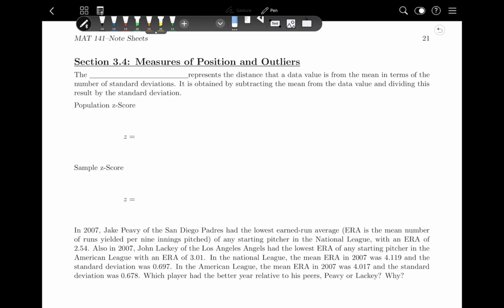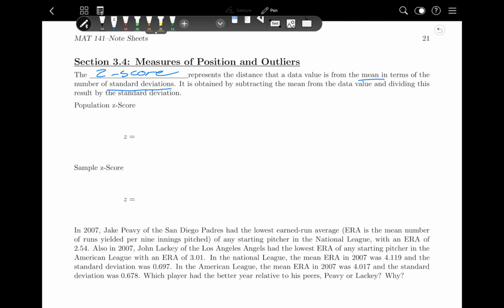So the first thing we're going to look at is how to figure out where an individual point is located in a data set. An individual data value is located within the larger data set. Specifically, how many standard deviations it falls from the mean. So the Z-score represents the distance that a data value is from the mean in terms of the number of standard deviations. So this is how many standard deviations we are from the mean. It is obtained by subtracting the mean from the data value and dividing this result by the standard deviation.